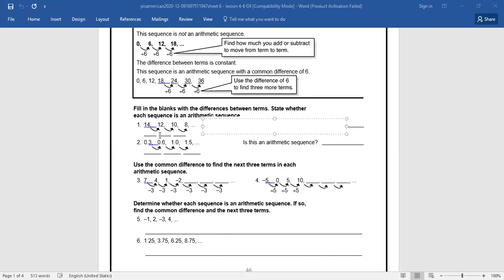Okay, check with me. Then 14 minus 2, it will be 12. 12 minus 2, it will be 10. And then 10 minus 2, it will be 8. Then, agree with you, the answer is every time we will subtract 2. Now, the second part.